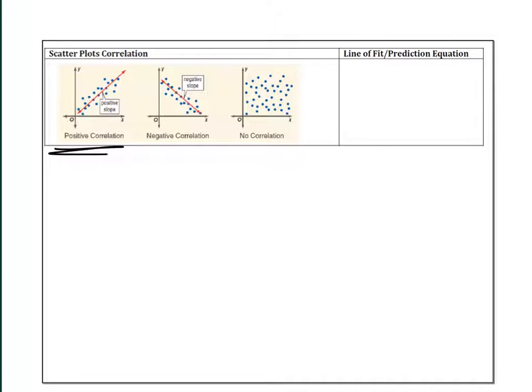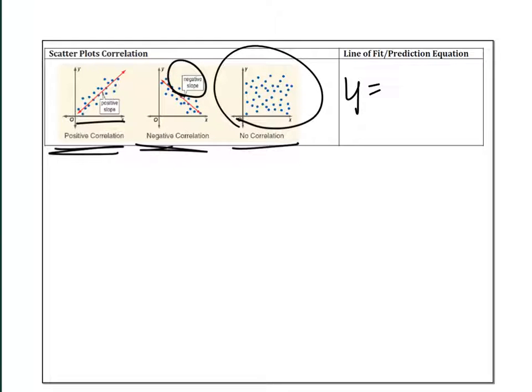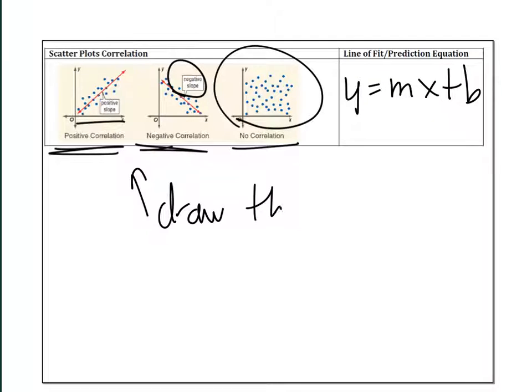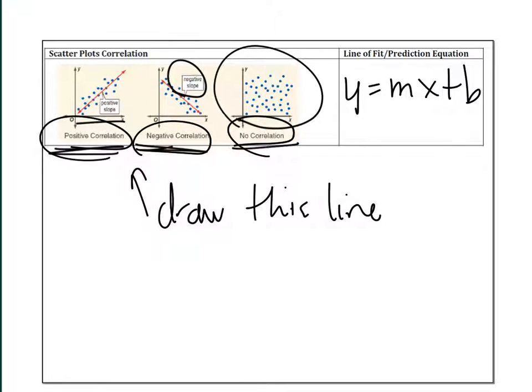So scatter plots: positive correlation, quite easy. Negative correlation, negative slope. No correlation, you've got points all over the place. My line of best fit is going to be y equals mx plus b, just like you guys have seen since about 8th grade. But what I'm doing is trying to draw this line as accurately as I can, okay? And I want to be able to tell, is it a positive correlation, negative correlation, or no correlation? I can show you how to do this on your calculator to make your life easier. So please let me help you do that.